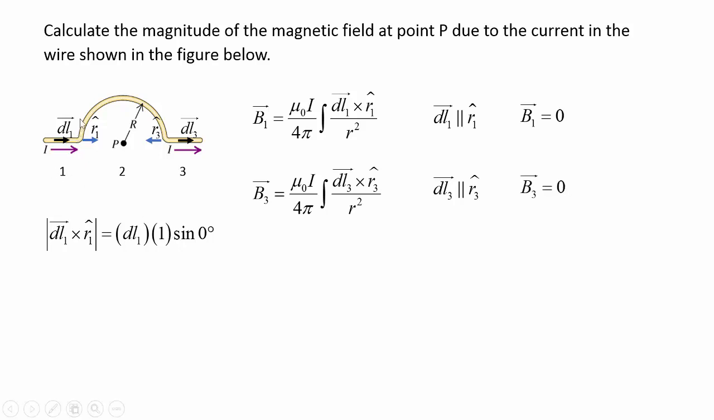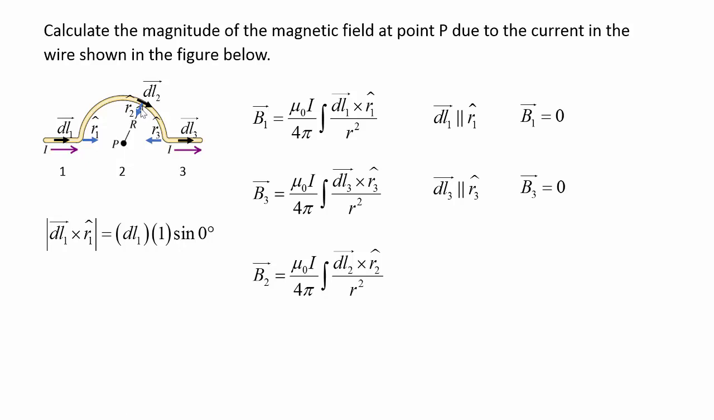How about the magnetic field created by segment 2, which is half of a circle? Well, in that case, the Biot-Savart law is written the same way, and the path segment dl2 is along the current tangent to the circle. The unit vector r2 will be oriented from the path segment to point P, and as you can see in this case, the two vectors are not parallel. They are actually perpendicular to each other.